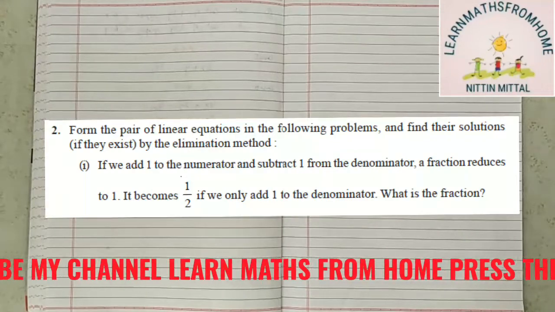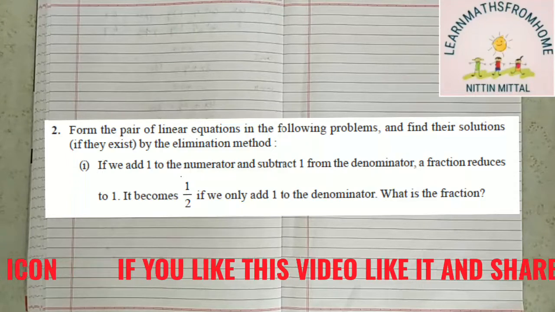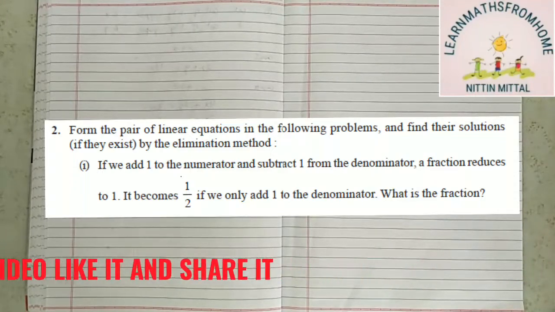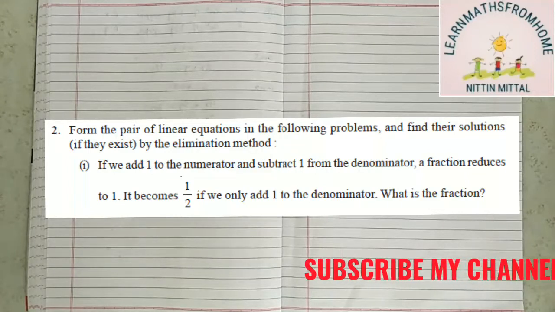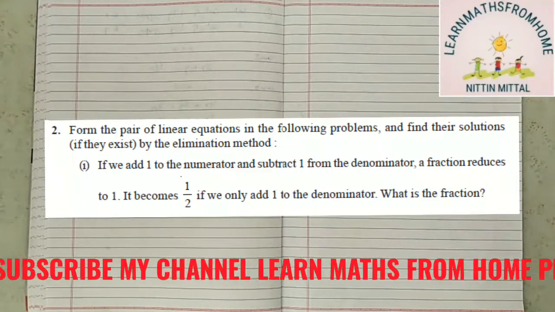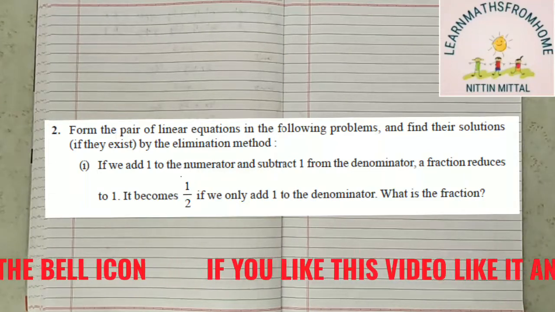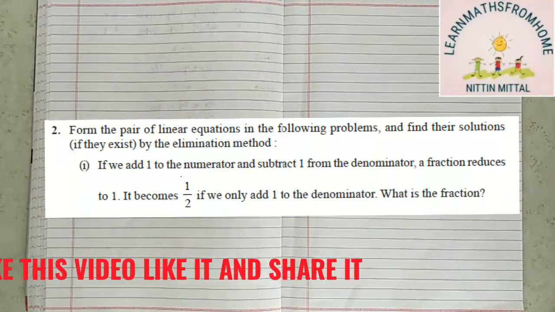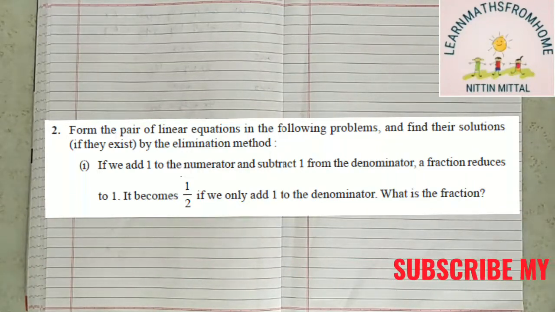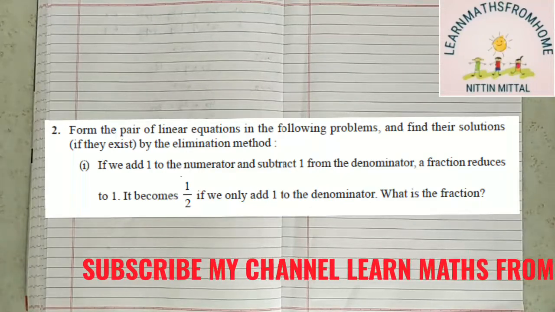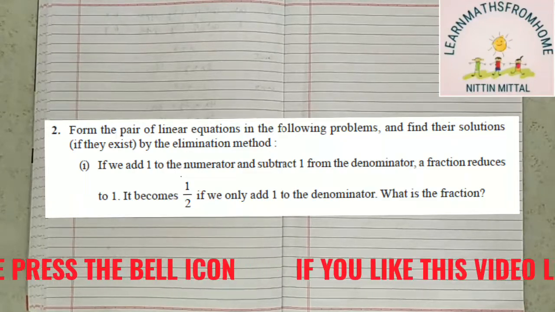If we add 1 to the numerator and subtract 1 from the denominator, a fraction reduces to 1. It becomes 1 by 2 if we only add 1 to the denominator. What is the fraction? So students, this is a fraction question. In any fraction question, there is a set pattern of starting. So how we should start in such questions, how to take the variables.